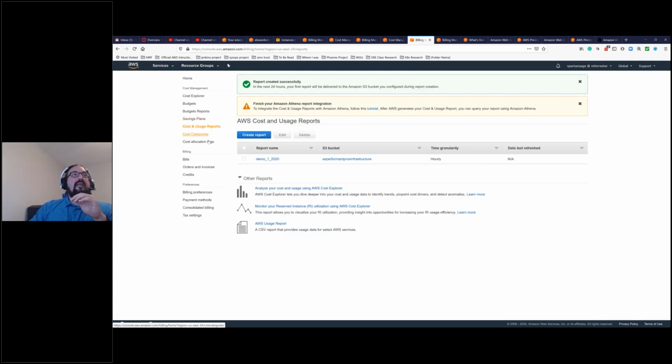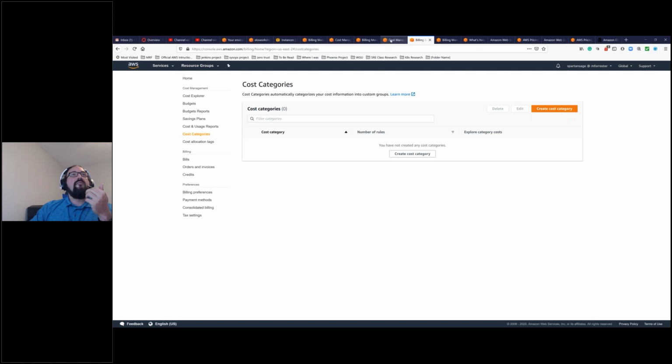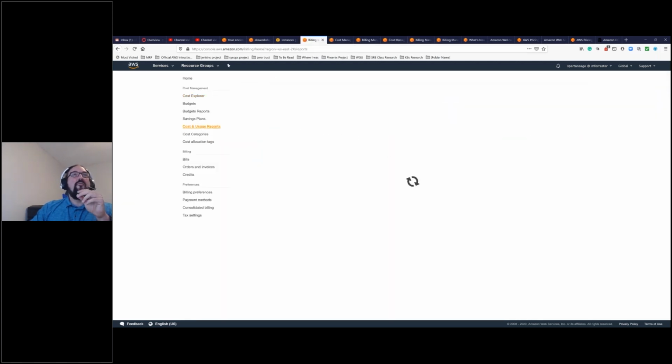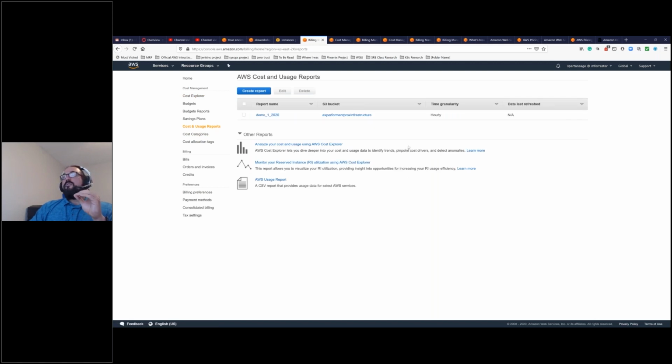Savings plans, cost categories, cost allocation tags. Like for example, cost and usage reports. Let's go back to that. Cost and usage reports is interesting because this allows you to create reports that you can then run SQL and other kind of analytics against, and they dump them into an S3 bucket.